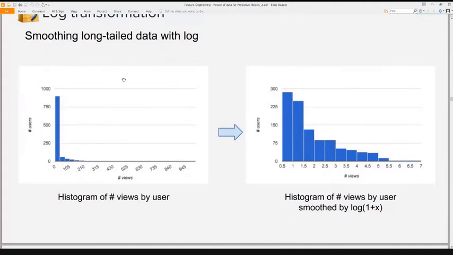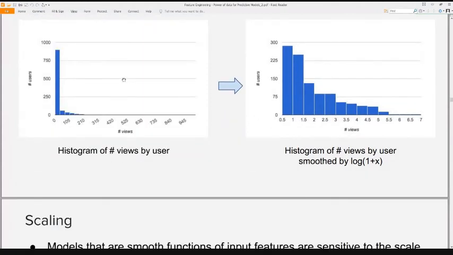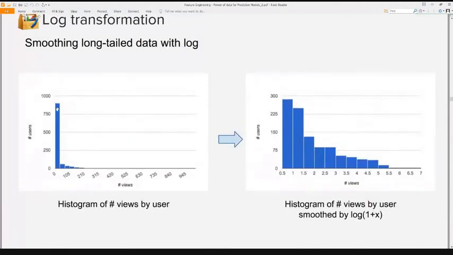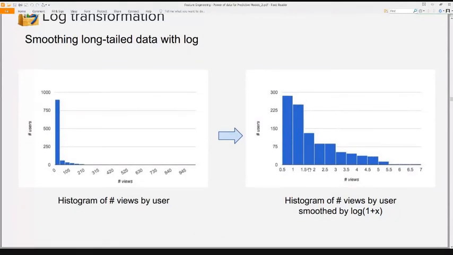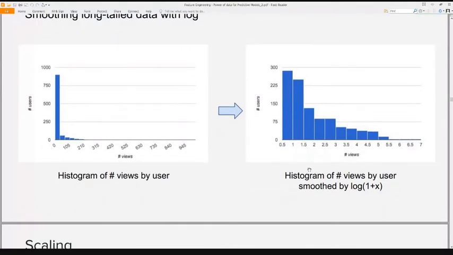So log transformation, smoothing the long-tailed data with the log. You see how it is? As the definition suggested, the small values, it increases their increments. The big values lessens them, such that it smoothens the distribution. It did not change it much, but it compresses it into a more understandable range.